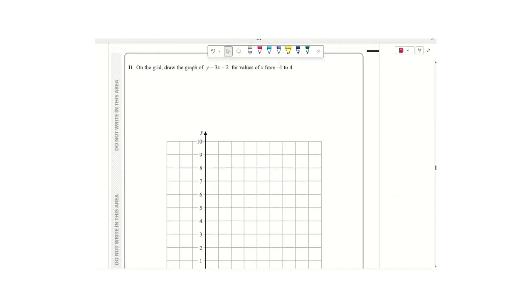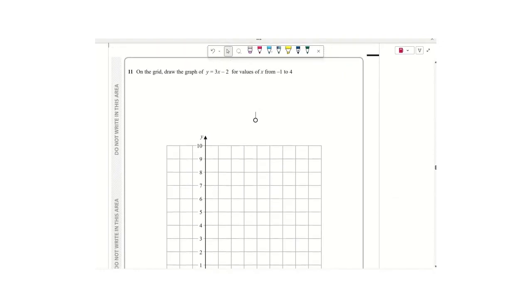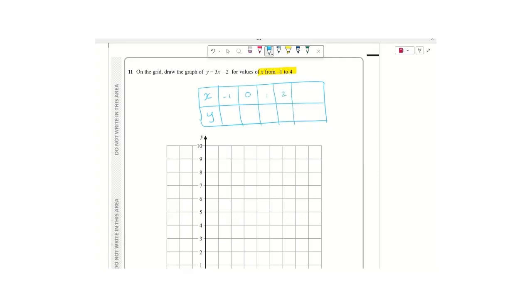Number 11, drawing a graph. So we need to draw ourselves a little table of values. And I've got an x and a y, and it tells me to do values of x from -1 to 4. So I've got -1, 0, 1, 2, 3, and 4. And y is 3 x's take away 2.